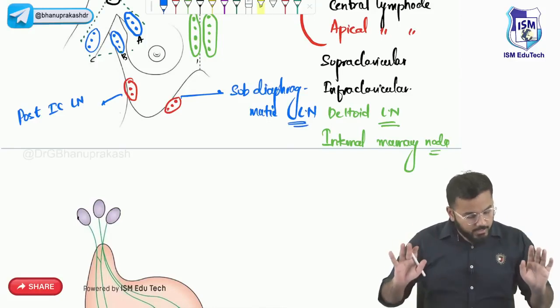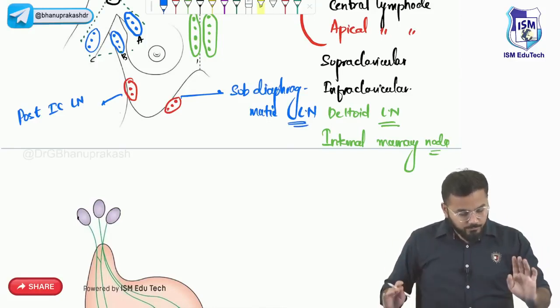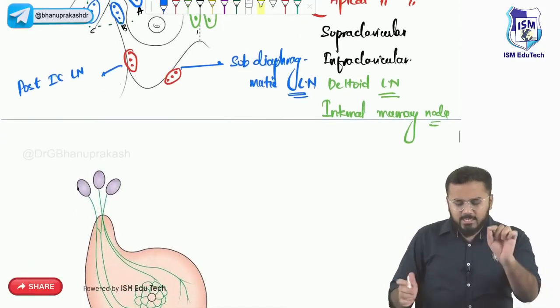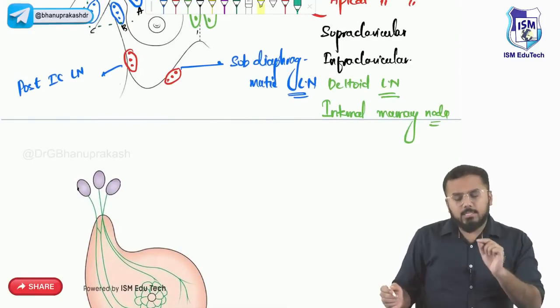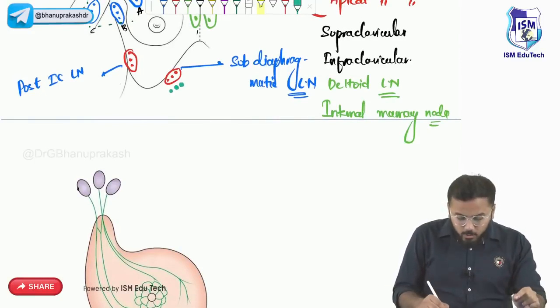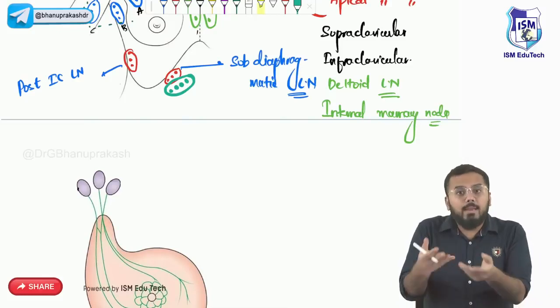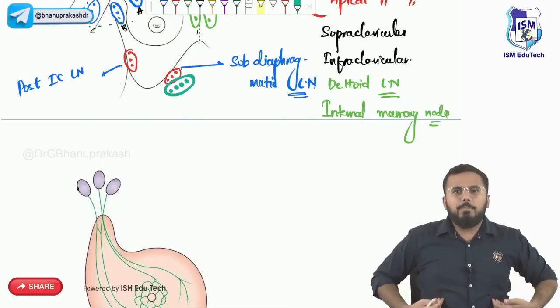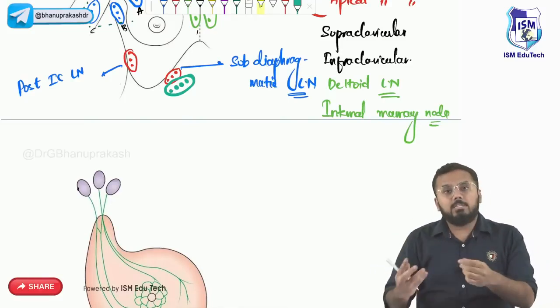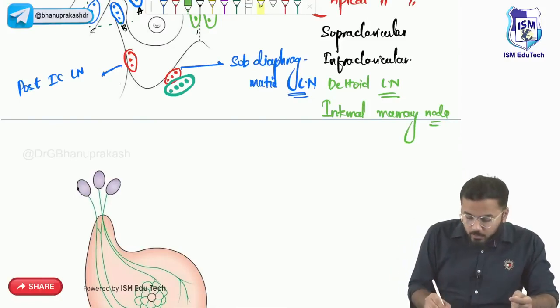Okay, all of you clear with this so far? Right, and just remember one last point. Along with subdiaphragmatic, there is also one more lymph node that is located below the peritoneum. You know, you have parietal and visceral peritoneum. Deep inside, below the peritoneum, you have this lymph node. This is called the subperitoneal lymph node.